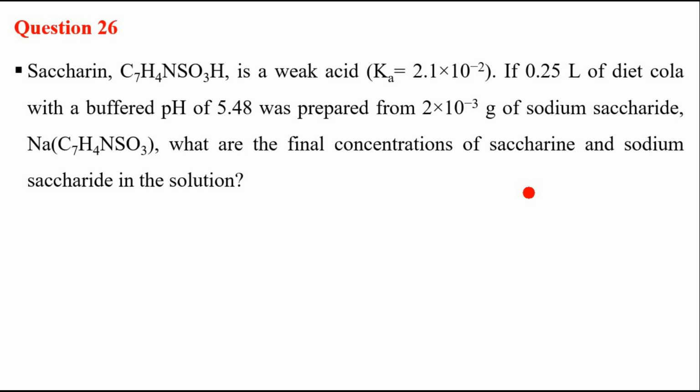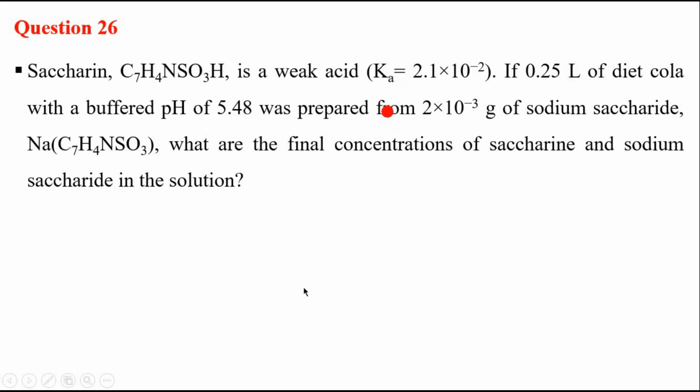Here now they are saying we have the saccharin, which is a weak acid. Then they are saying 0.25 liter of this diet cola, buffered, the pH was given, was prepared from this sodium saccharide, that means it's a salt. Then what are the final concentrations of saccharin and the sodium saccharide in the solution? That is what they are asking. That means we need to determine the concentration of the acid and the concentration of the salt. Of course, the pH here was given, and here we have also the buffer solution system. The volume was also given, and we have the Ka.